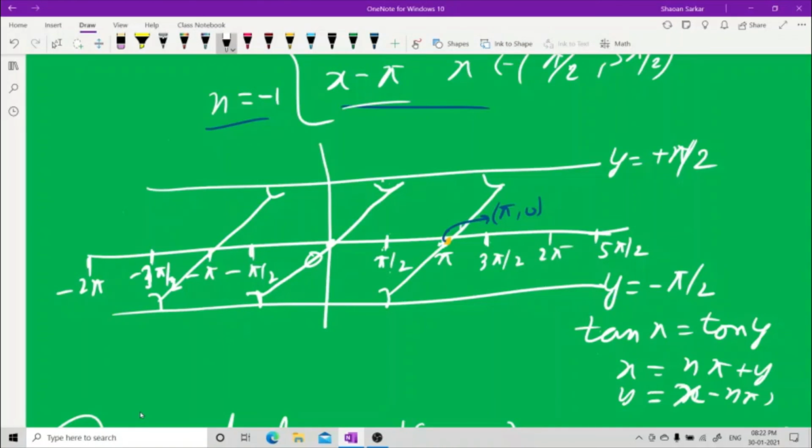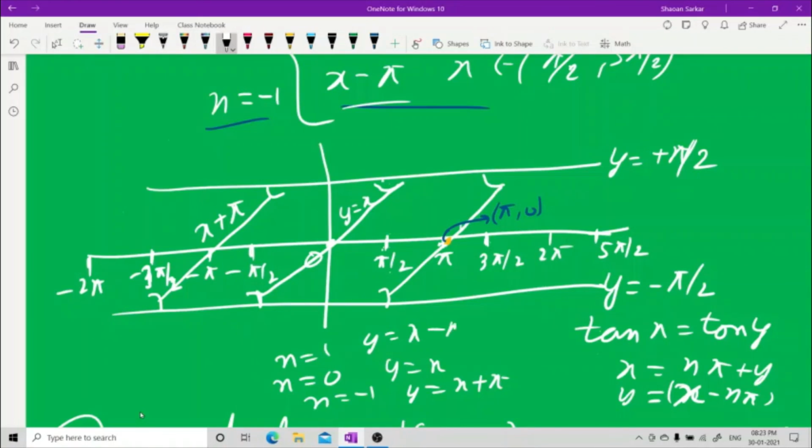Use it here. See, at n equal to 0 you have y equal to x, this is the line. At n equal to minus 1, y equal to x plus pi. This is x plus pi. For n equal to plus 1, you have y equal to x minus pi. This is the line. Now see, I have written this point pi comma 0.